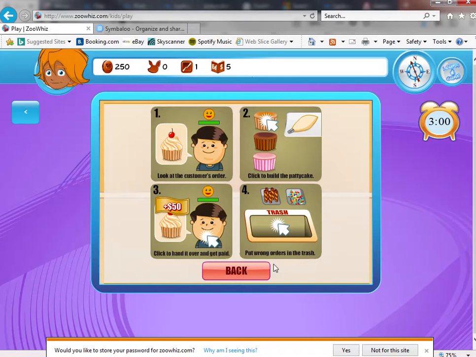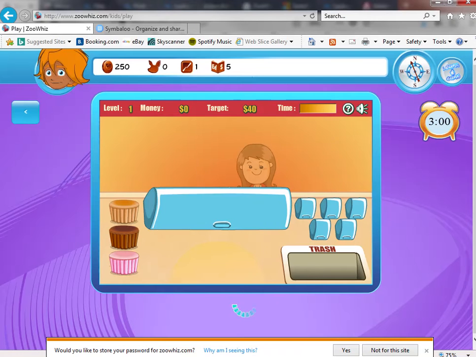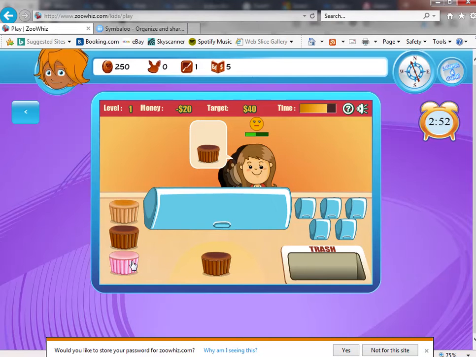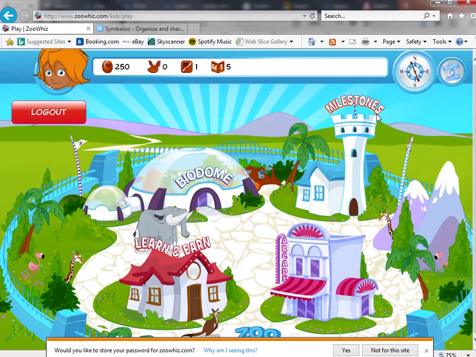Instructions. Okay, so what happens is, look at the whatever and so on and so forth. And new game, easy. Trash. I don't know, what are we trashing? We must be trashing something. Kids will figure out how to do it. Okay. And there are a few other games that they can play, but those are the games.